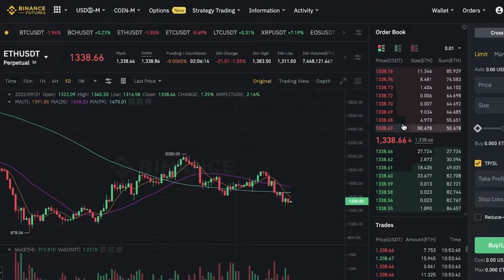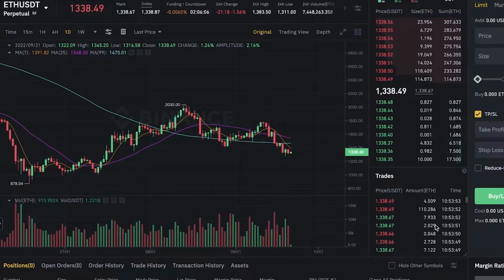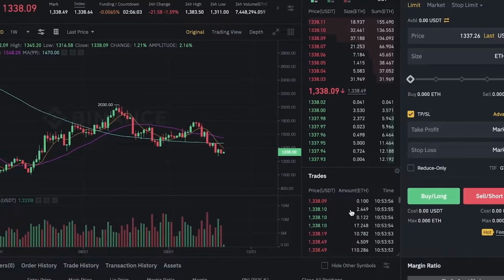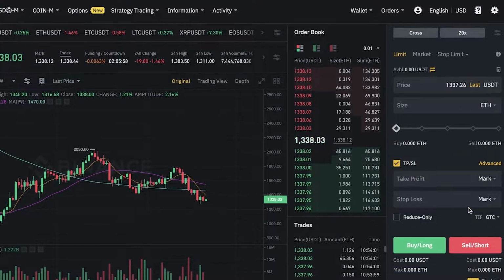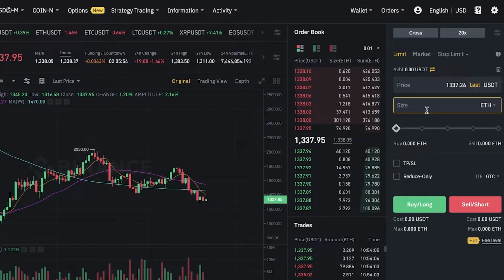After that, on the right side of your screen you have your order book. In your order book you have the open offers that people are putting out to purchase the token and the selling offers, and below that you have your most recent trades. Now on the far right side of your screen you have your own trading section from where you can begin futures trading. Now what is futures trading exactly?